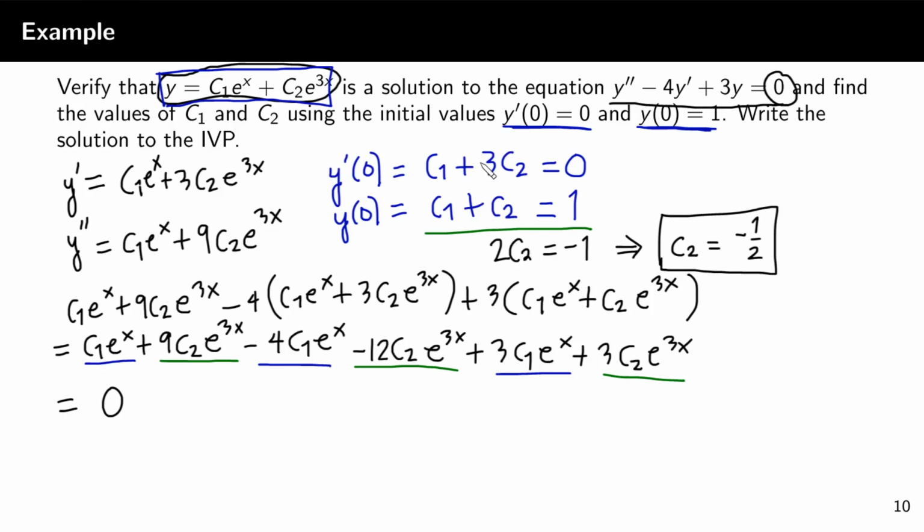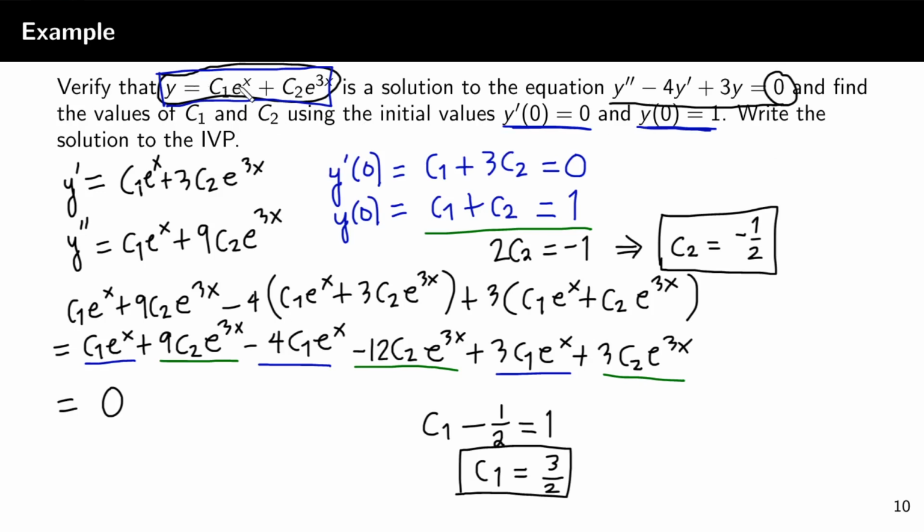Now I can either use the first equation or the second to find the value of c sub 1. Pero pinaka-simple yung second equation. So according to the second equation, I have c sub 1 plus c sub 2, which is negative 1 half, is equal to 1. And that means c sub 1 is equal to 1 plus 1 half, or 3 over 2. Okay.